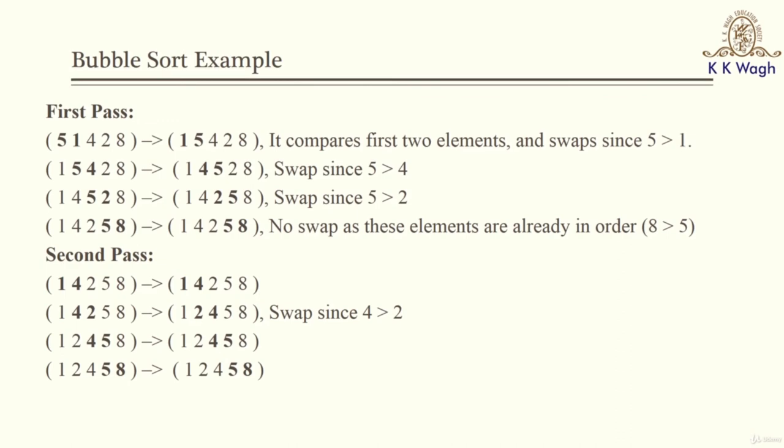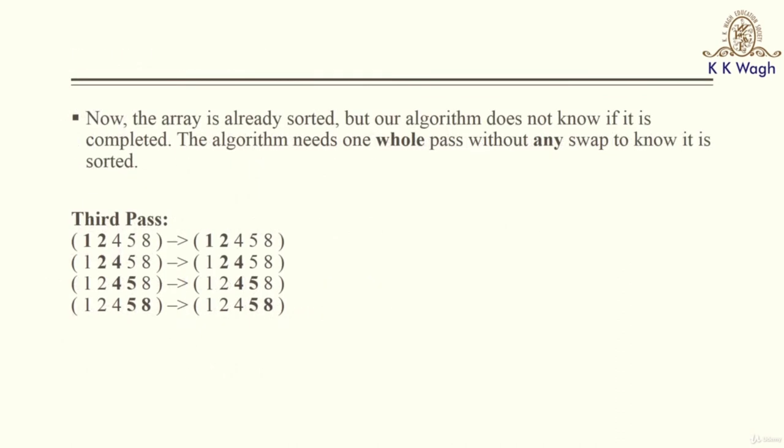but this cannot be understood by the algorithm. It needs one whole pass without any swap to know that the data is sorted. So again it will compare 1 and 2, they are in place, no need of swap. Then 2 and 4, no need of swap. Again 4 and 5, no need, and 5 and 8. Now it understood that no swap is done, which means the array is sorted. In this way, 1, 2, 4, 5, 8 will be the output of this bubble sort.